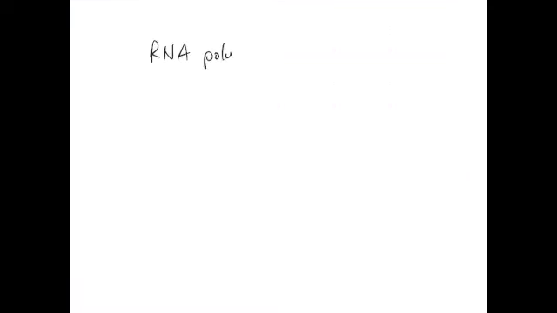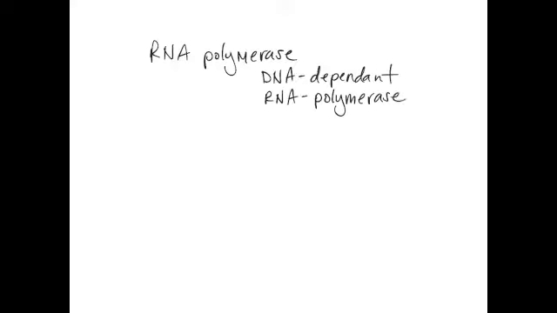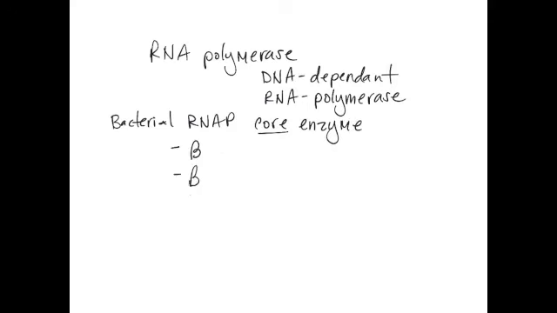You all remember that RNA is made by an enzyme called RNA polymerase. RNA polymerase is a DNA-dependent RNA polymerase, which means that it uses DNA as a template and makes an RNA molecule. The bacterial RNA polymerase is what we call a core enzyme, and it's composed of 5 subunits: alpha, alpha, beta, beta prime, and omega.